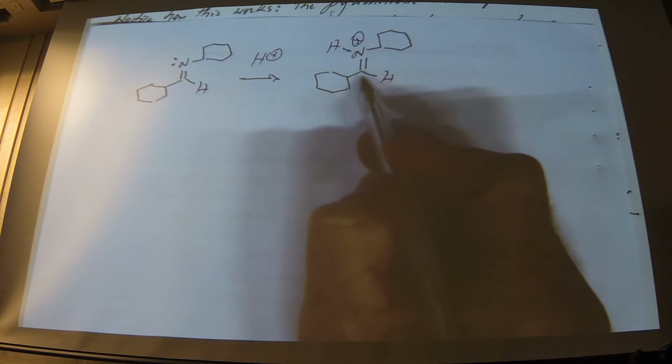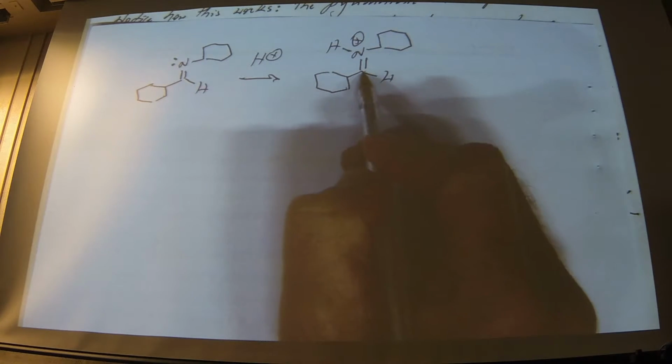And this is resonance stabilized. I can show a resonance form that places the positive charge there. So that's the expected site of protonation, right? But look here. Protonation didn't take place on the nitrogen lone pair. It took place on carbon. How come?